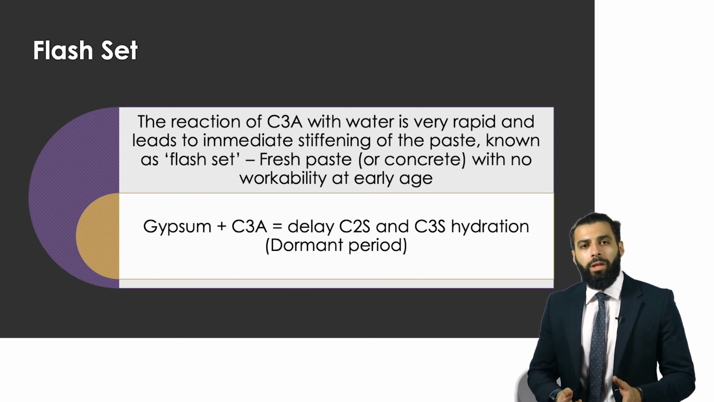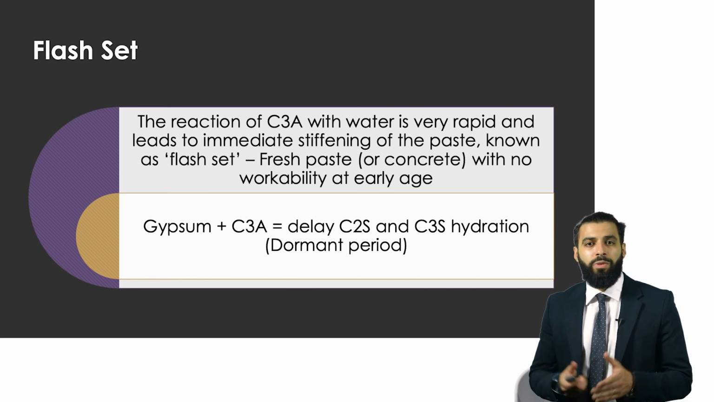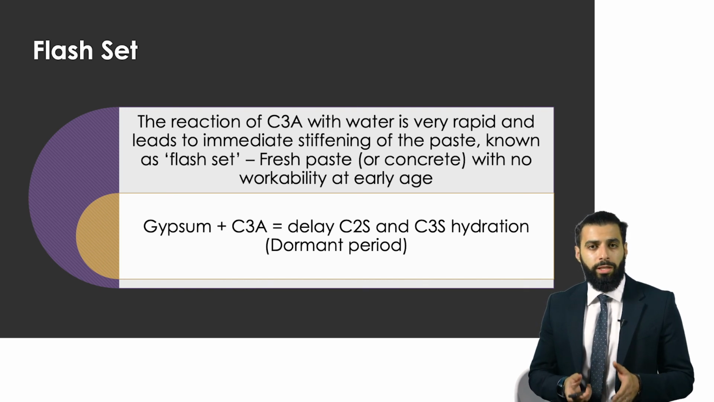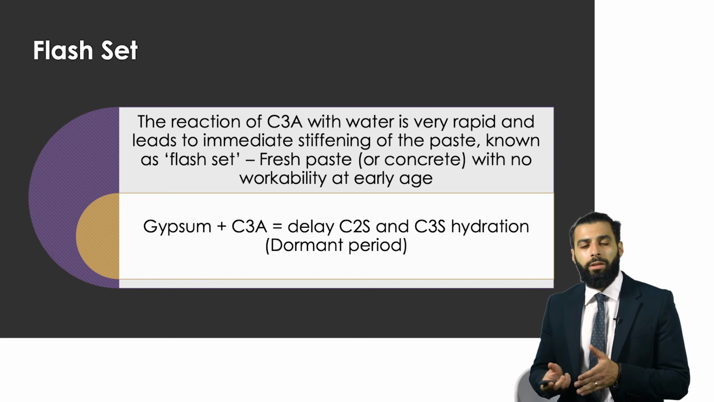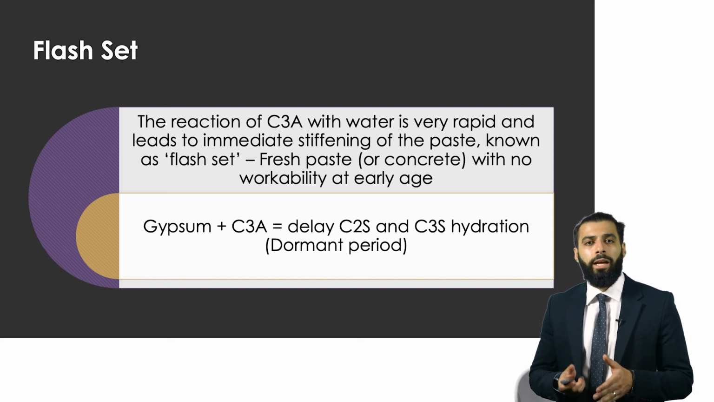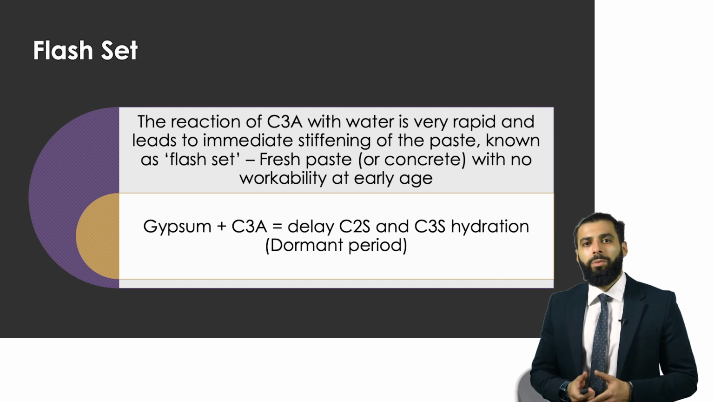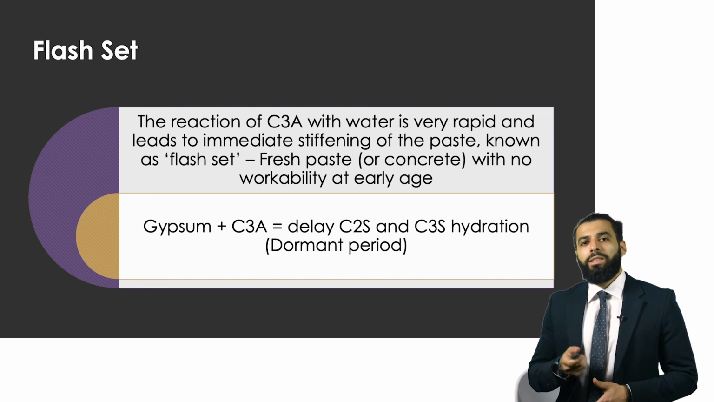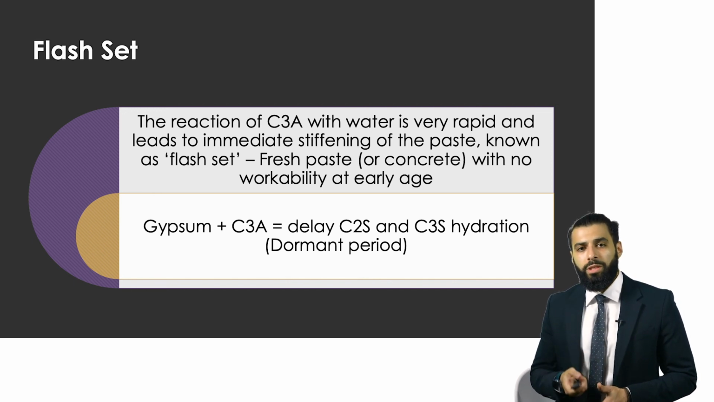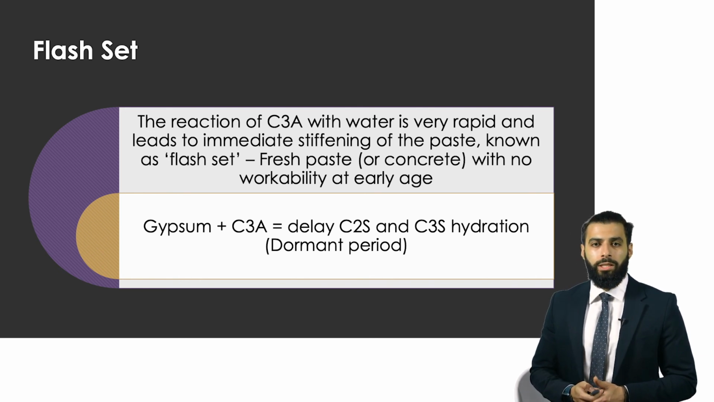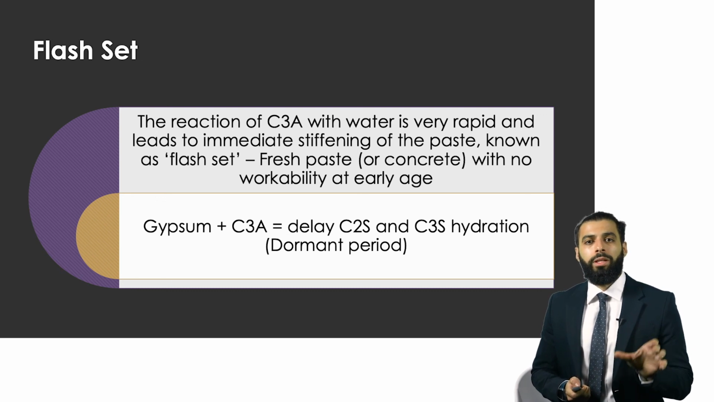So the C3A reacts with water, and the reaction is very rapid without gypsum. And that's why if we were to have a cement that excludes gypsum, then we'll get a lot of issues when it comes to setting time. We'll have immediate setting of the concrete, and it's no longer as malleable as we require it to be. And that's why we add gypsum in the cement production process. So gypsum plus C3A, it delays not only the hydration of C3A, but also delays the hydration of C2S and C3S. And that's how we get our dormant period in the hydration process.